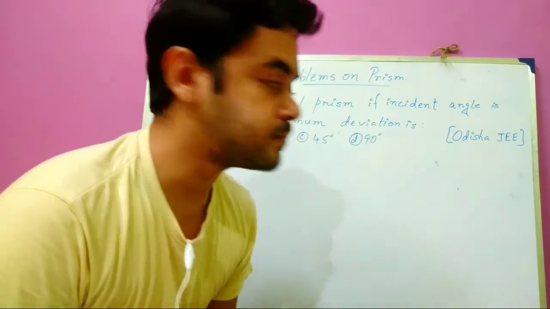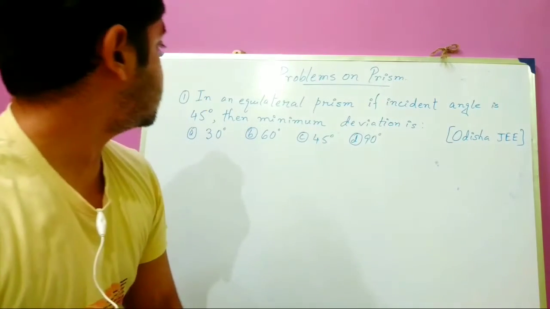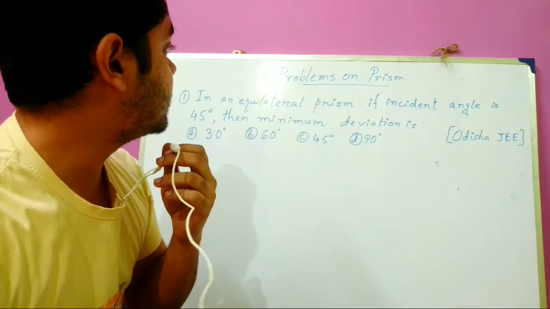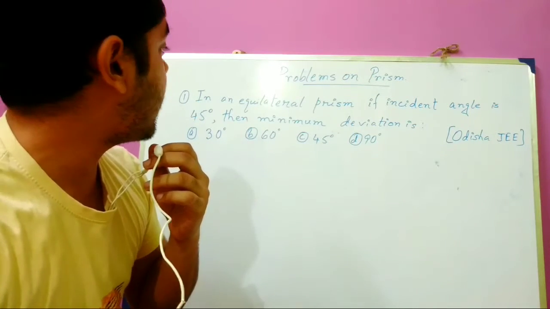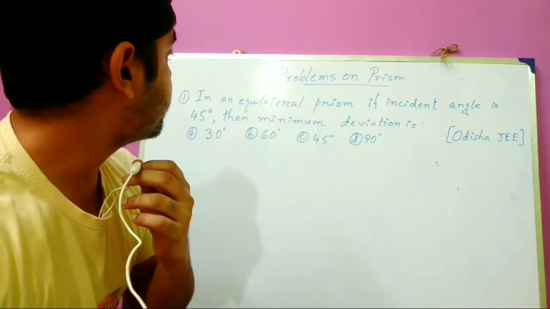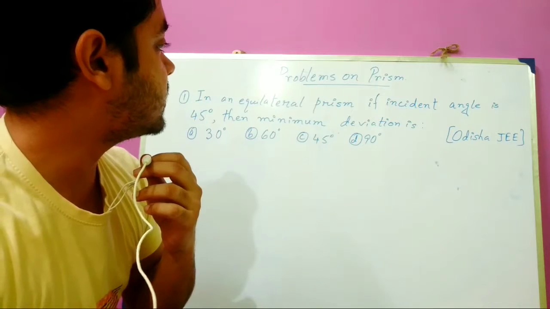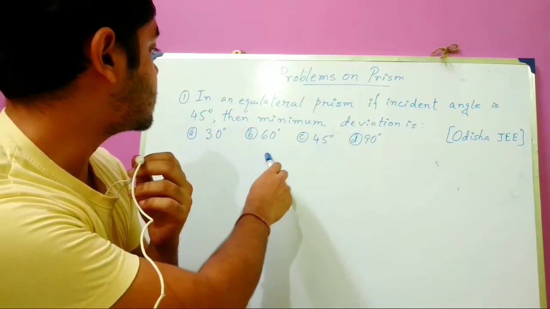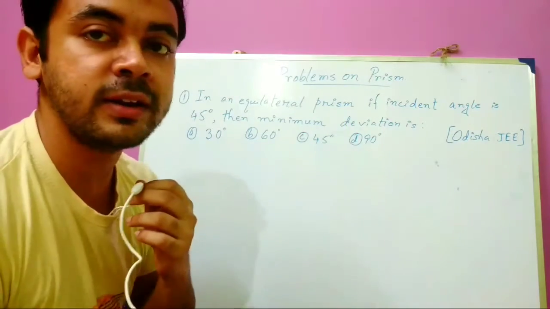Let's start. The first question is, in an equilateral prism, if the incident angle is 45 degree, then the minimum deviation is? 4 options are given: 30 degree, 60 degree, 45 degree or 90 degree.